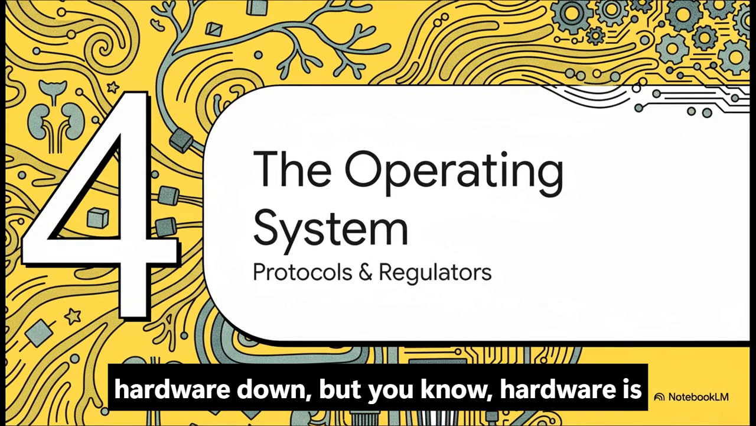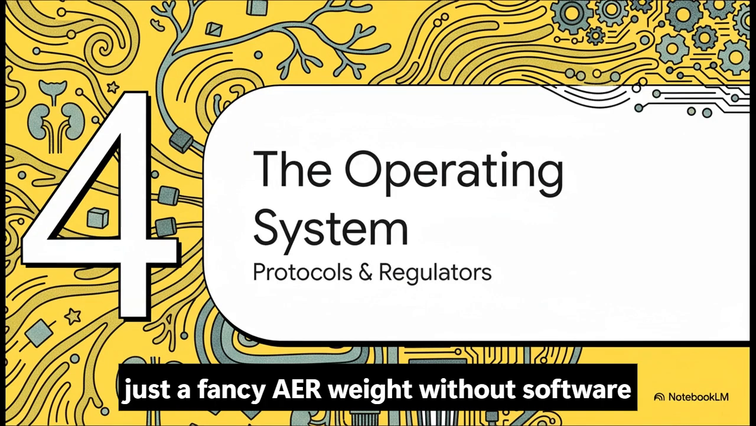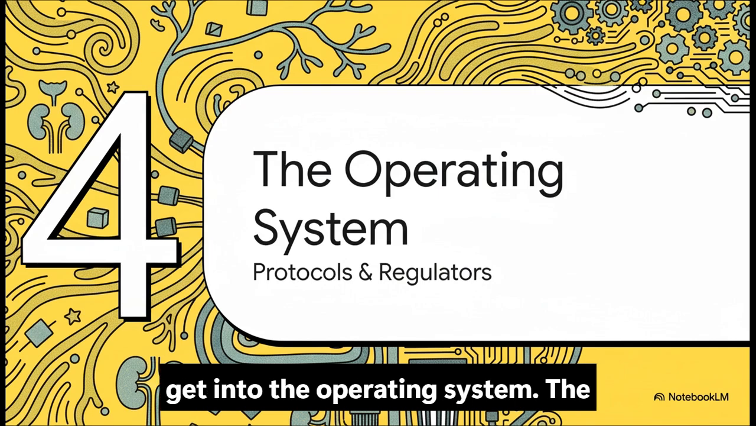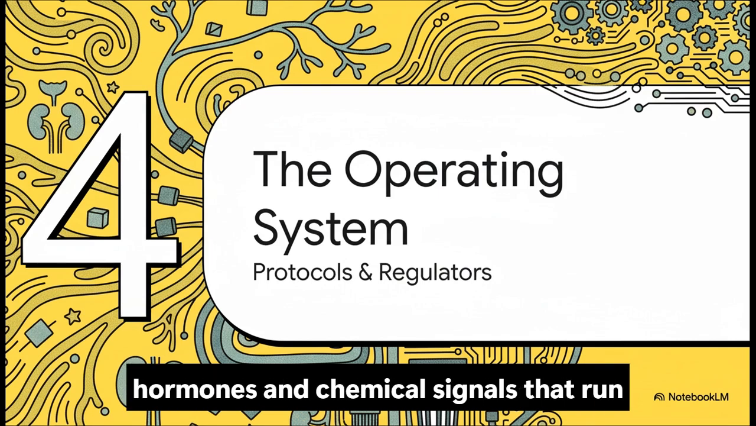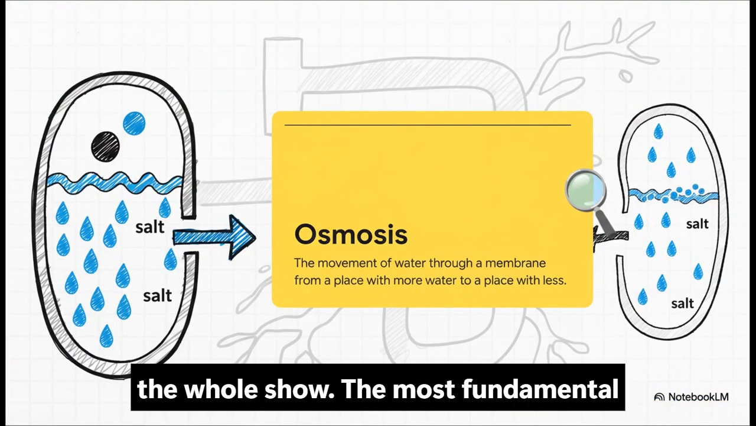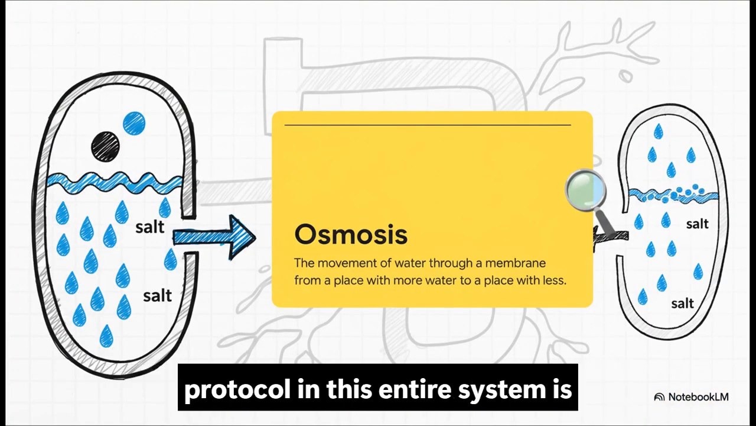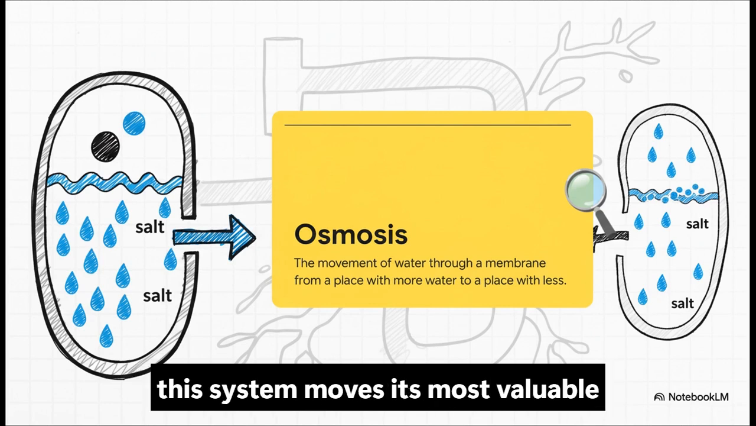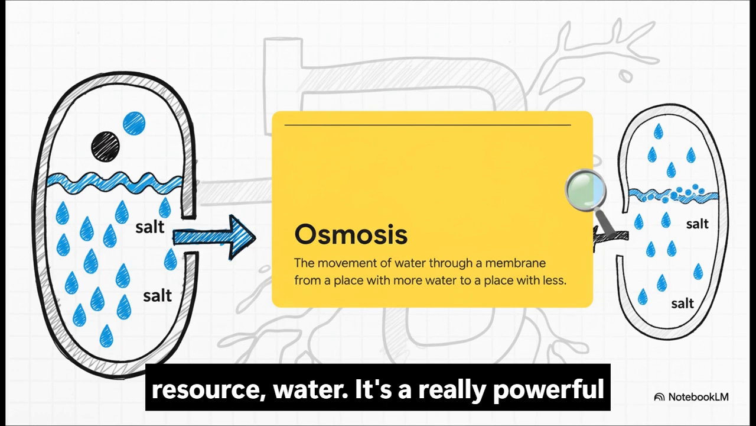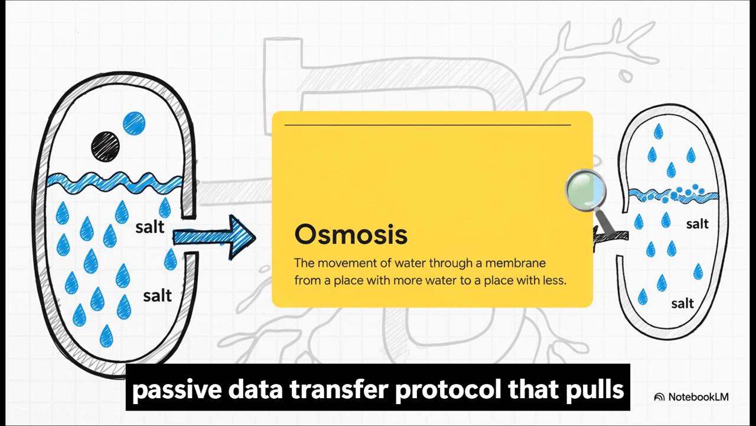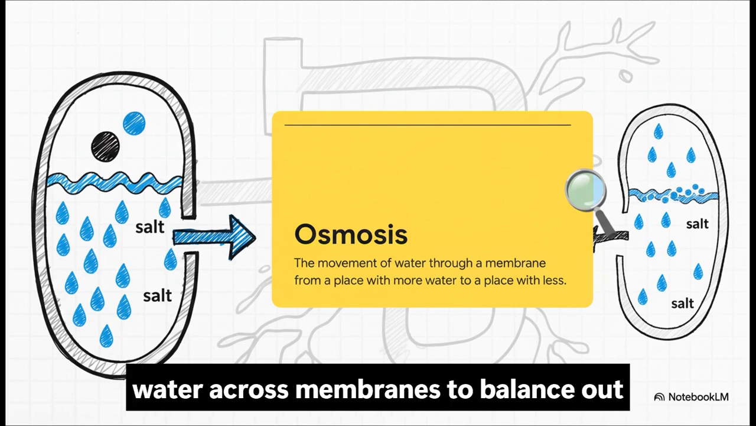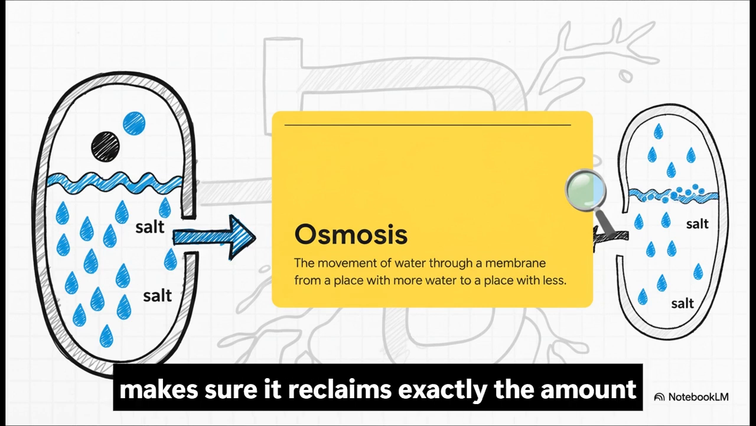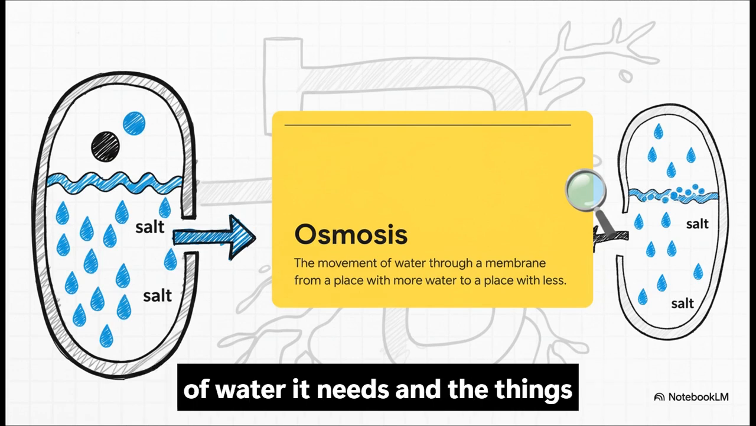Okay, so we've got the hardware down, but hardware is just a fancy paperweight without software to tell it what to do. So now let's get into the operating system, the hormones and chemical signals that run the whole show. The most fundamental protocol in this entire system is something called osmosis. This is how the system moves its most valuable resource, water. It's a really powerful passive data transfer protocol that pulls water across membranes to balance out salt levels. This is how the body makes sure it reclaims exactly the amount of water it needs.